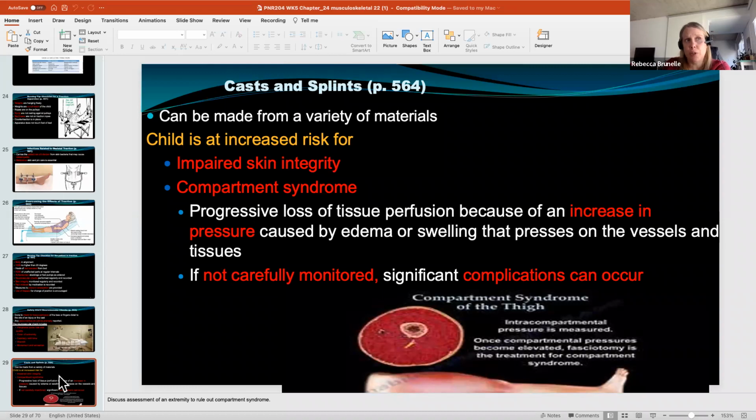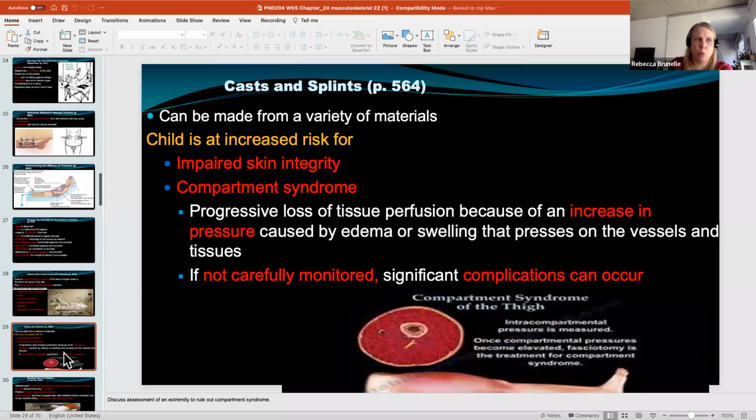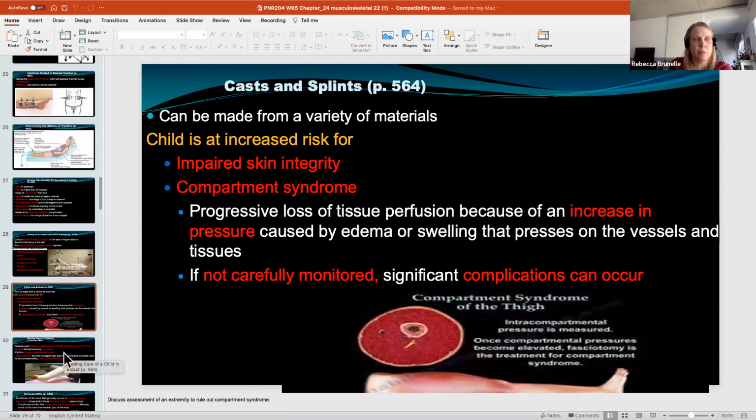So you can use traction for femur fractures, but a lot of fractures don't require traction. Then you would just be doing a cast or a splint. Even if it's just a cast or a splint and they're not in traction, you still need to pay attention to skin integrity and something called compartment syndrome, which is the progressive loss of tissue perfusion because of increased pressure from the cast. So you would look at whether they are able to move their fingers, whether they have normal capillary fill, and whether they have normal sensation in the fingers, etc., or toes, depending on where the cast is.